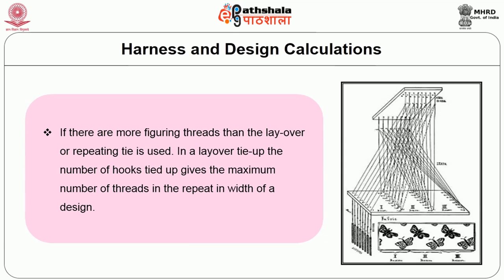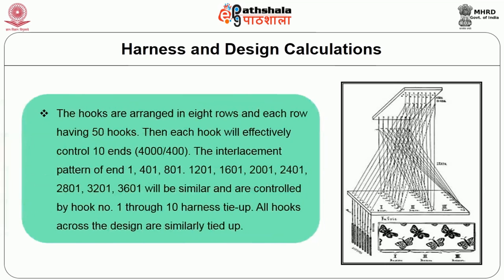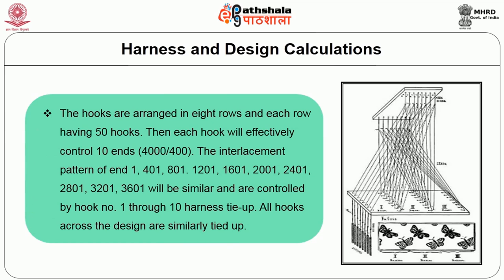In a layover tie-up, the number of hooks tied up gives the maximum number of threads in the repeat in the width of a design. For example, consider a 400 hook capacity Jacquard operating 400 independent ends. Now, if the fabric has 4000 ends, then 10 repeats of the design can be produced on the entire width of the fabric. Assuming the hooks are arranged in 8 rows and each row has 50 hooks, then each hook will effectively control 10 ends. That is simple arithmetic: 4000 divided by 400 gives you 10 repeats.